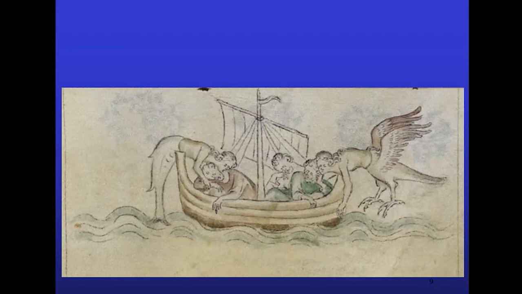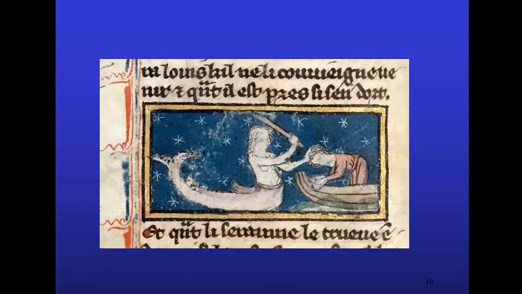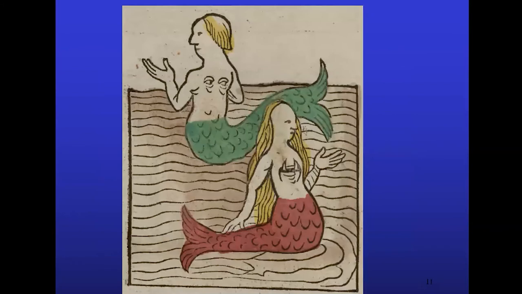But they weren't passive. Here you can see they are actually physically attacking the people on board the boat. Sometimes they could obviously do that just with their own powers. But sometimes they needed weaponry. And here we see a mermaid who is physically assaulting, presumably a fisherman. For what reason, I do not know. So, the siren, the mermaid, these could be indistinguishable to the medieval writers.